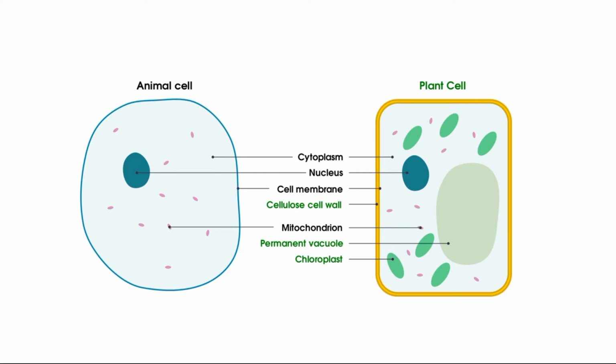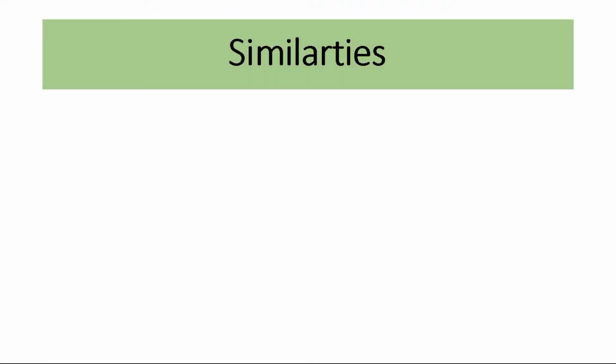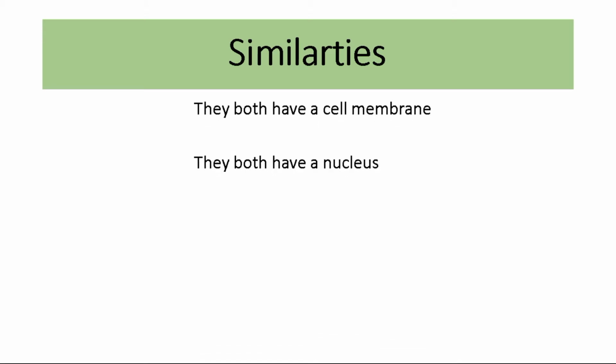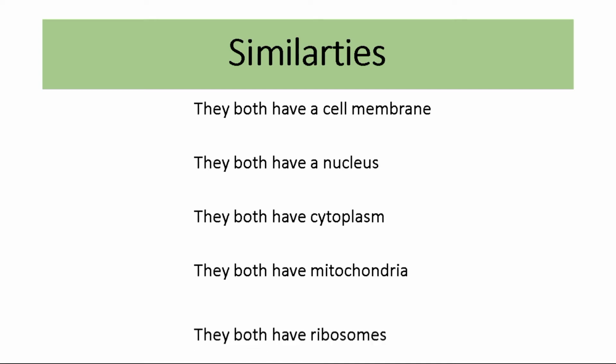We can also clearly see that the plant cell has a cell wall while the animal cell does not, and that the plant cell has a permanent vacuole and chloroplast. So essentially, the similarities between plant and animal cells are they both have a cell membrane, they both have a nucleus, they both have cytoplasm, they both have mitochondria, and they both have ribosomes.